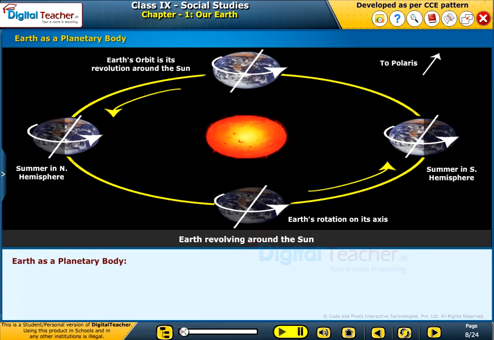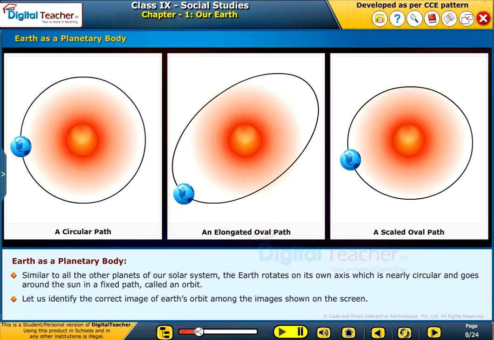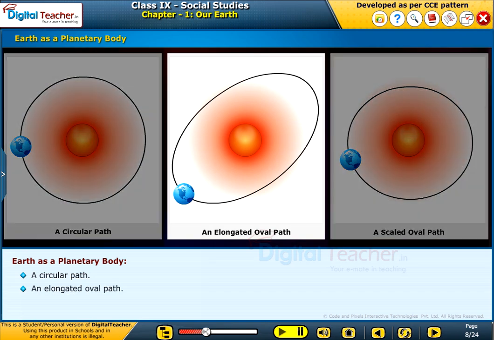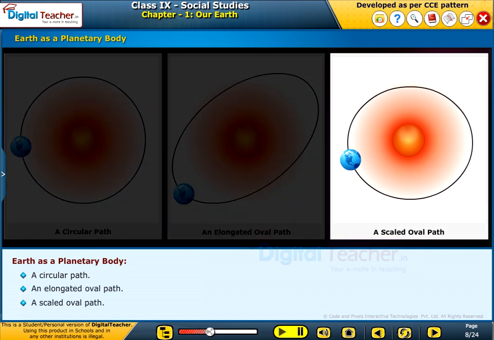Now, let us know how Earth acts as a planetary body. Similar to all the other planets of our solar system, the Earth rotates on its own axis, which is nearly circular, and goes around the Sun in a fixed path called an orbit. Let us identify the correct image of Earth's orbit among the images shown on the screen. A circular path, an elongated oval path, a scaled oval path.